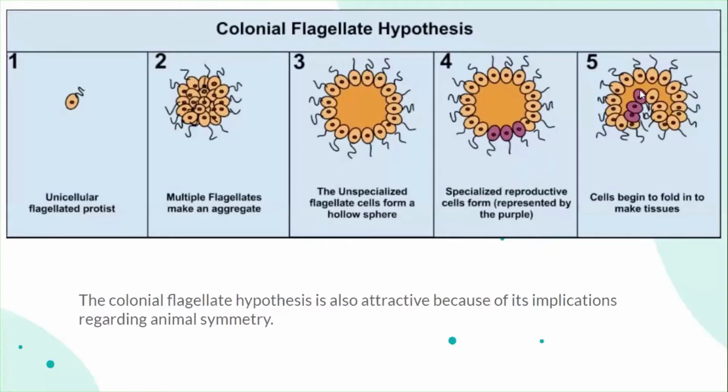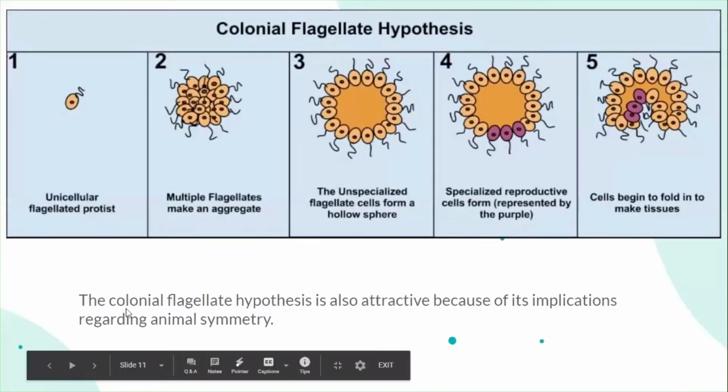Sel ni akan melipat. The cells begin to fold in. Lipatan sel ni akan menghasilkan satu specialized tissue, which this specialized tissue has its own particular function. Okay. The colonial flagellate hypothesis is also attractive because of its implication regarding animal symmetry. This animal symmetry, we're going to discuss it later.